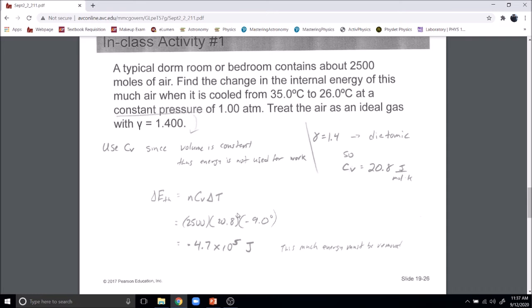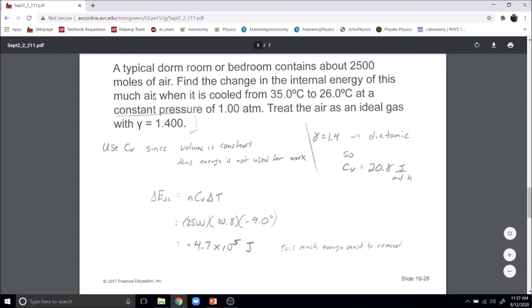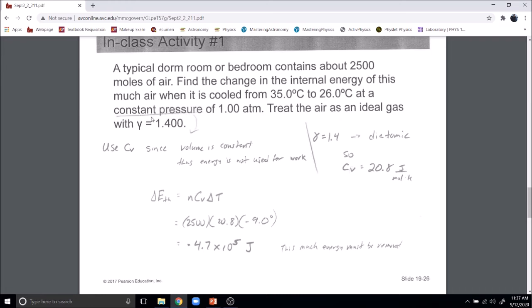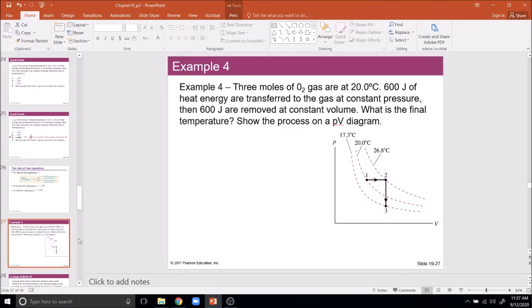All right. So the big thing about this again: change in internal energy, nCvΔT. Even though it's a constant pressure process, we're talking about heat. Heat is when you use the Cp stuff, not for internal energy. Let's get back to it.